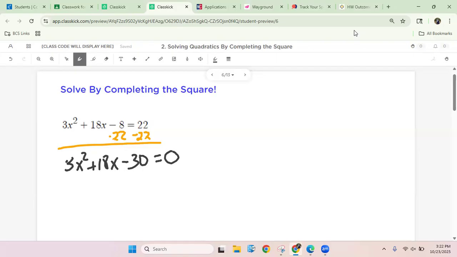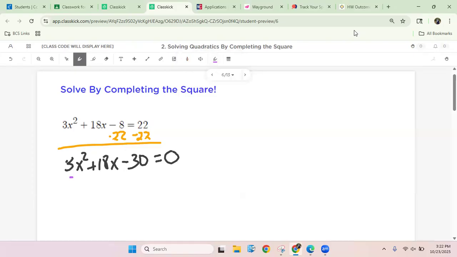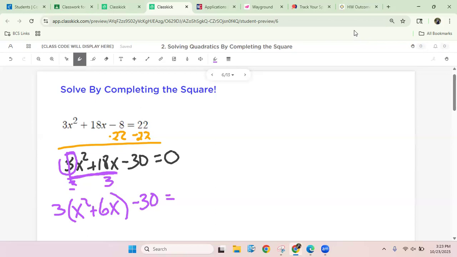Now, remember in class when we learned how to complete the square and change it over to vertex form, we start by looking at this piece right here, and we take that a value and divide it out. So when we divide by 3, we write 3 parentheses, then 3 divided by 3 is 1, x squared, 18 divided by 3 is 6 with an x, and then minus 30 equals 0.